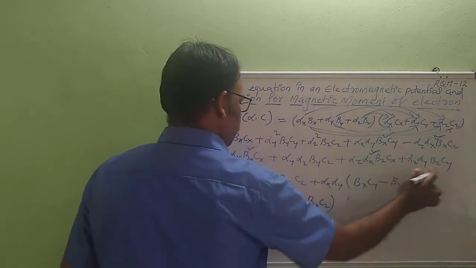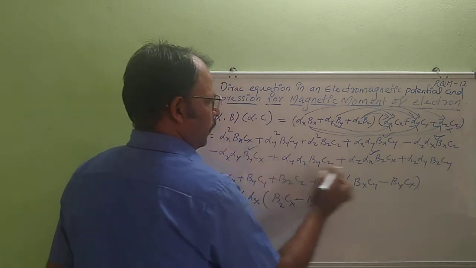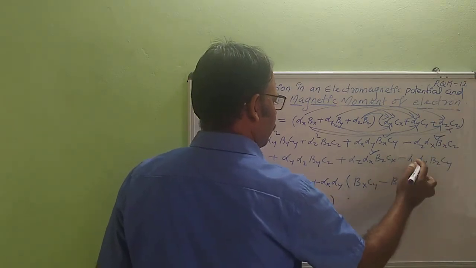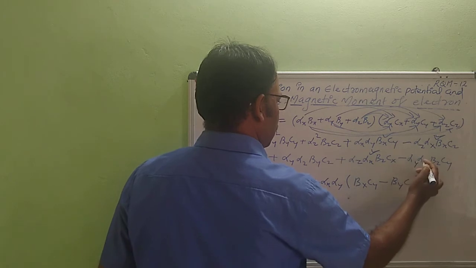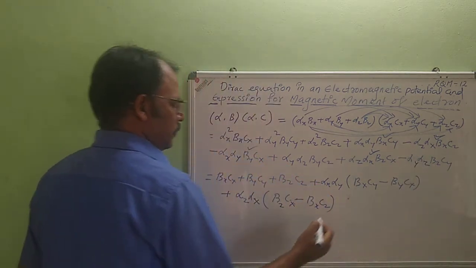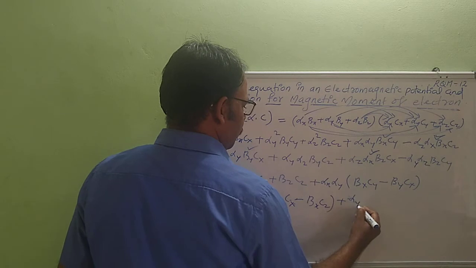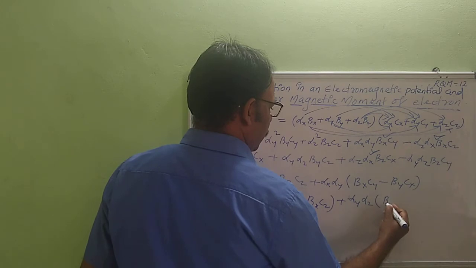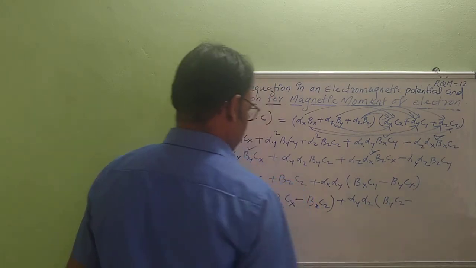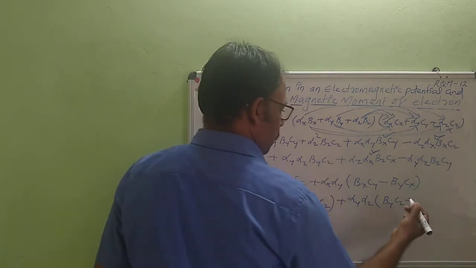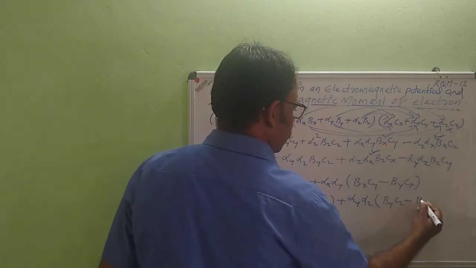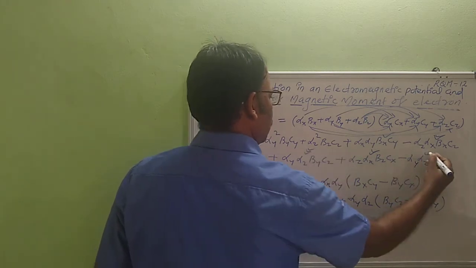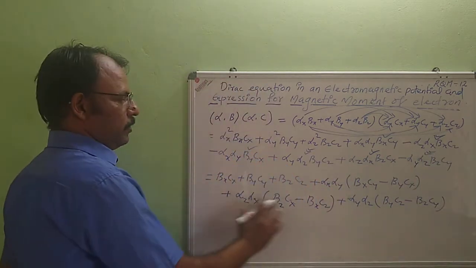Now take these two terms. This is alpha y alpha z, and this alpha z alpha y I can write as minus of alpha y alpha z. Take alpha y alpha z common, then it is plus alpha y alpha z into By Cz minus Bz Cy. So we will be getting an equation like this.